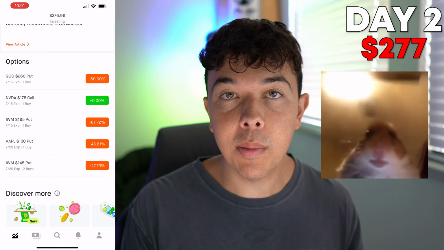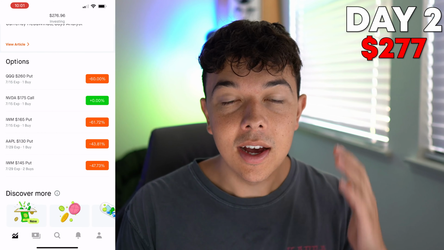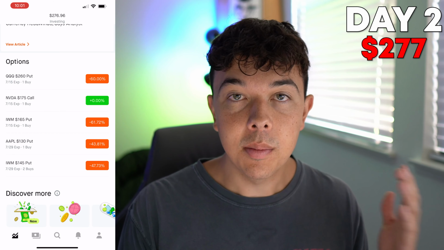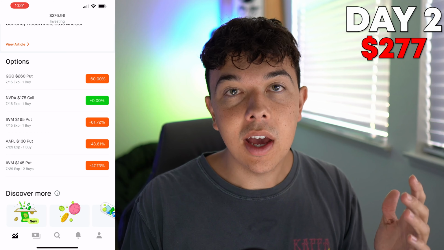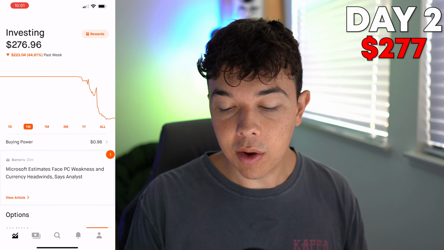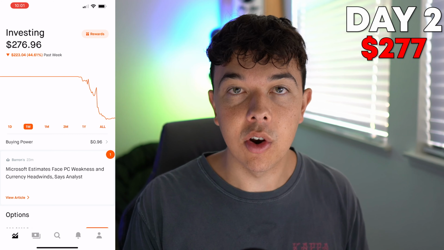I still have all of my puts open and I'm really just hoping that tomorrow we open up deep in the red and these puts end up playing out. They do have expirations about a week out, so it shouldn't be too bad, but that's basically where we stand right now. I'm down about $223 since we started this challenge.